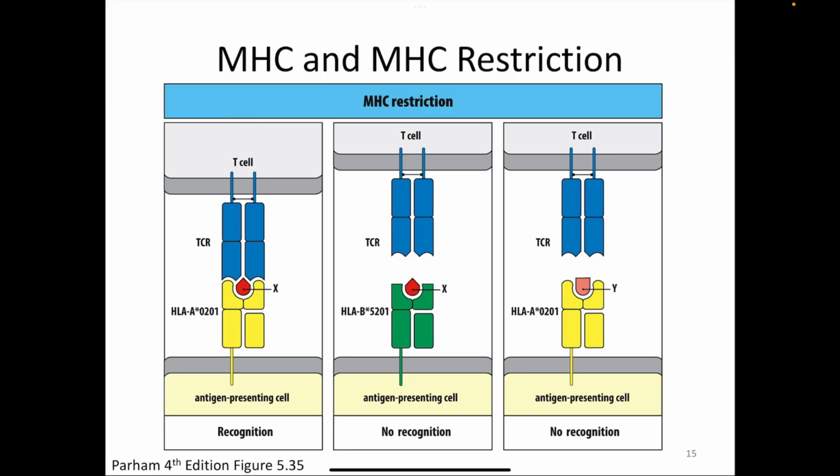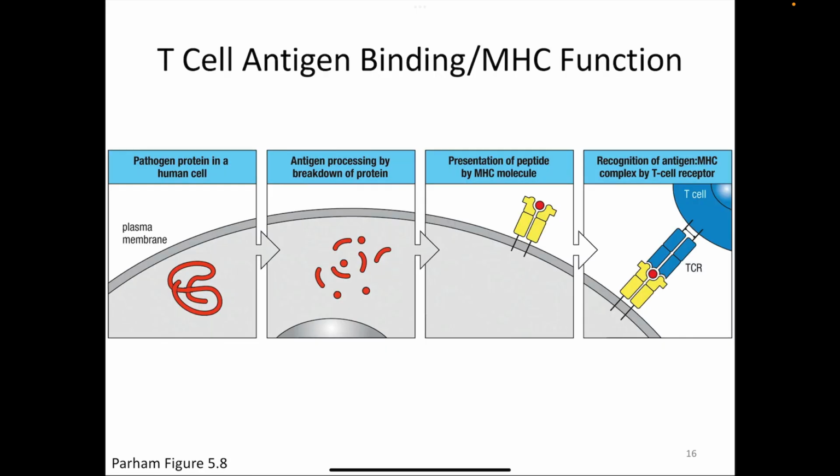If it's the right peptide but the wrong MHC, the T cell doesn't work. If it's the right MHC, wrong peptide, T cell doesn't work. So that your T cells are restricted to only act against your MHC. And again, you can see sort of a general overview of this process here.